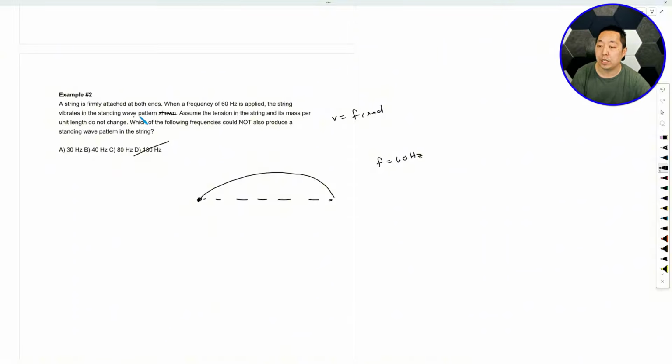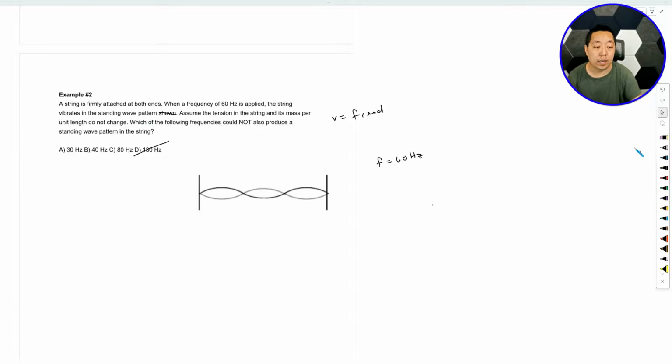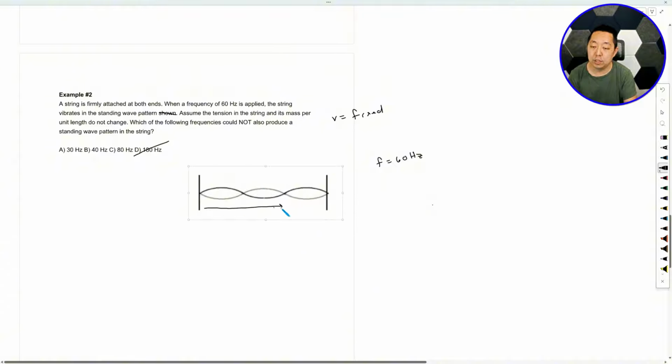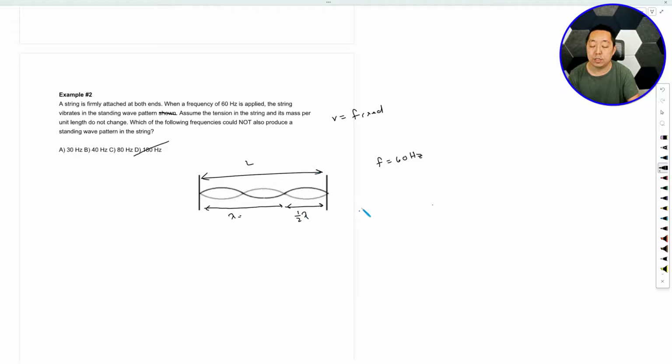So actually, I think we do need a picture of this one. So okay, I left out the picture. So here's the picture. So this one is 60 hertz. Now, here's what you want to think about: this is my wavelength right here, because this is one complete sine wave, right? And if we look at this L, this is a wavelength, this is half a wavelength, and we call this thing L. That means our length L is equal to 3/2 lambda, or the wavelength is 2/3 L.